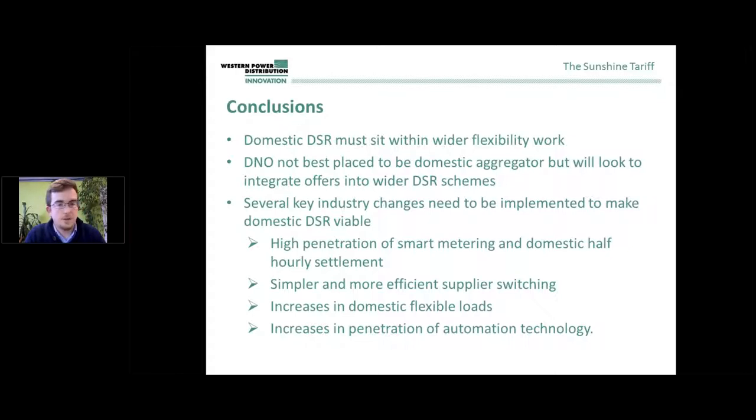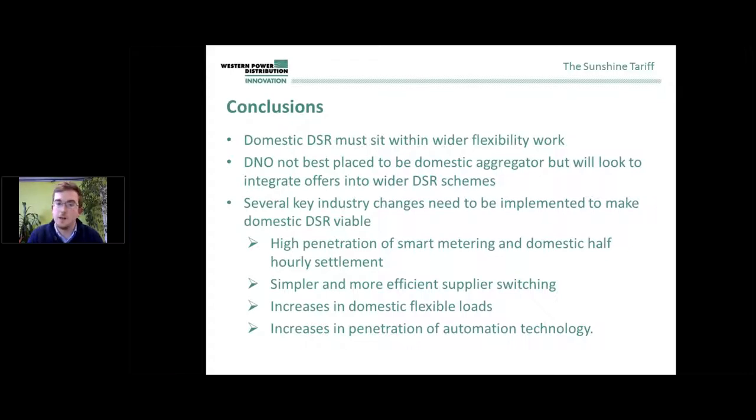I think the final bit is that this has really helped us identify several key market enablers and market changes that need to happen to make domestic demand side response viable. It allows us to check when we'll need to reevaluate the feasibility of doing things like the Sunshine Tariff. And I think fortunately quite a lot of this is already underway in the wider industry. So things like high penetration of smart meters and domestic half-hourly settlements. One of the challenges around the trial was getting smart metering in, and one of the key ways of getting value out of the trial, as you can read in the feasibility report, is around that area of domestic half-hourly settlement.